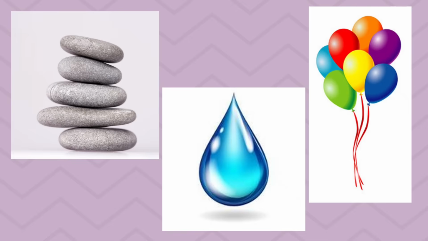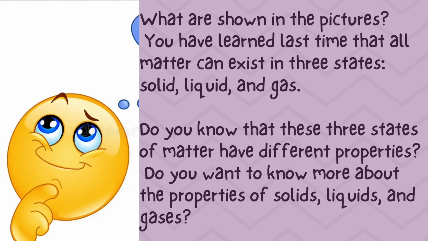So we have here three pictures. We have stones, we have a drop of water or droplet, and we have balloons. Okay, so what are shown in the pictures? You have learned last time that all matter can exist in three states, so solid, liquid, and gas. Do you know that these three states of matter have different properties? Do you want to know more about the properties of solids, liquids, and gases?